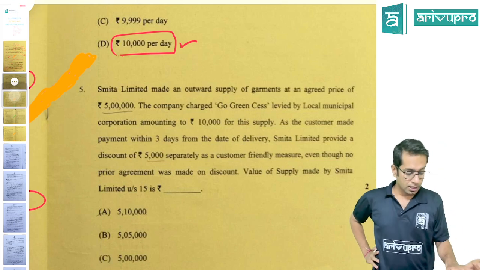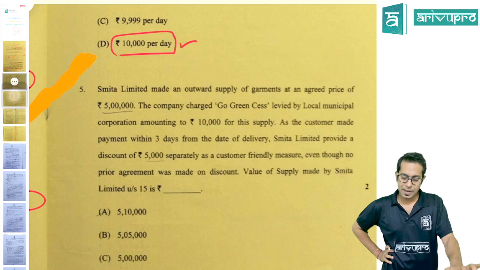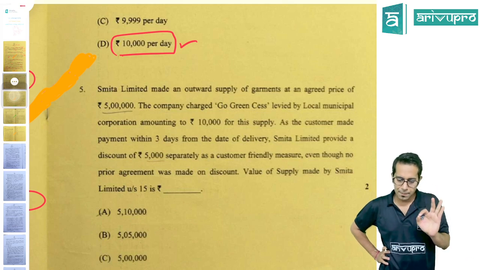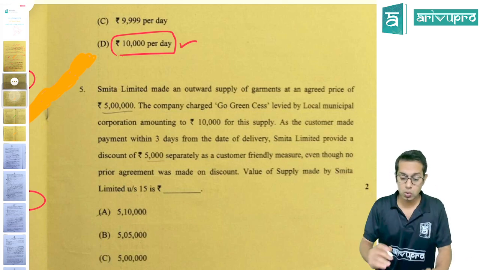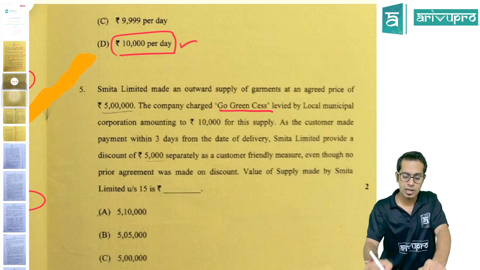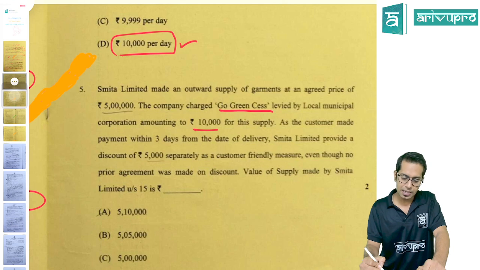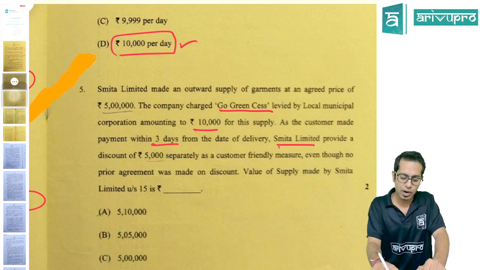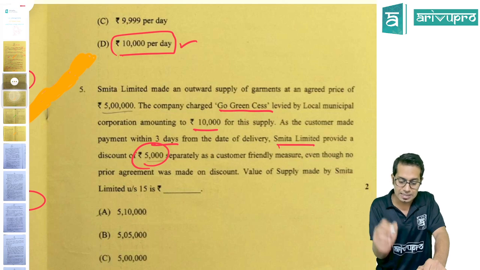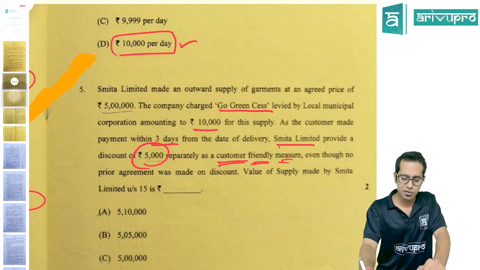Then Smithy Limited made outward supply of garments at an agreed price of 5 lakh rupees. The company charged Go Green Cess, which is levied by the municipal authority. How much was it? 10,000 rupees. As the customer made the payment within 3 days from the date of delivery, Smithy Limited provided him a discount of 5,000 rupees separately as a customer friendly measure.